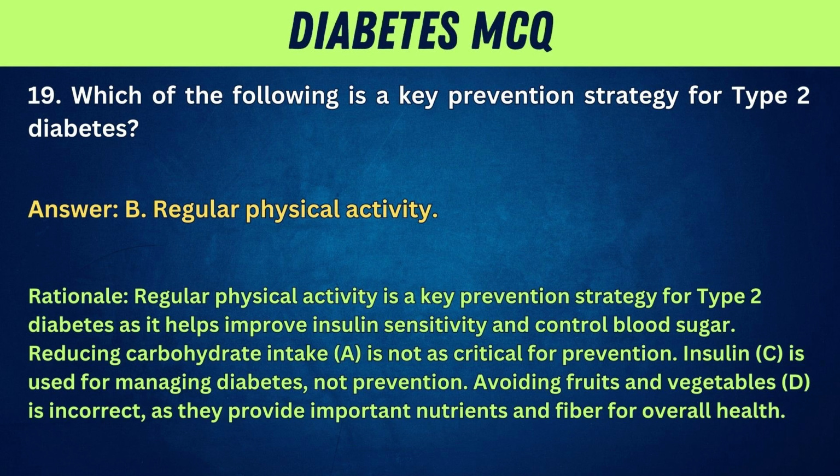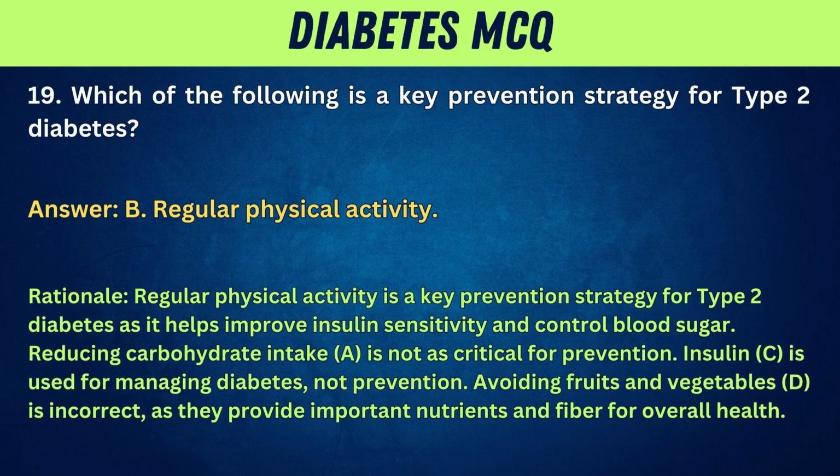Rationale: Regular physical activity is a key prevention strategy for type 2 diabetes as it helps improve insulin sensitivity and control blood sugar. Reducing carbohydrate intake, A, is not as critical for prevention. Insulin, C, is used for managing diabetes, not prevention. Avoiding fruits and vegetables, D, is incorrect as they provide important nutrients and fiber for overall health.